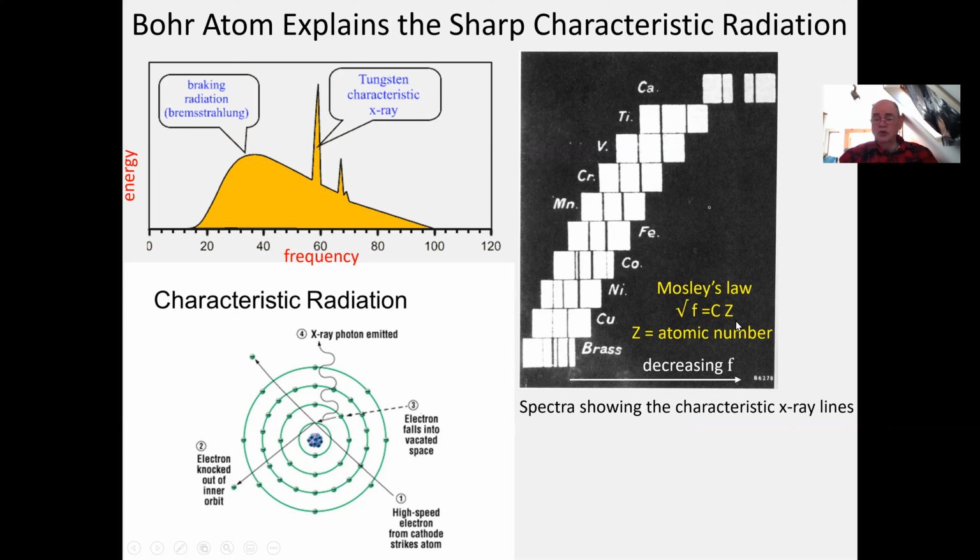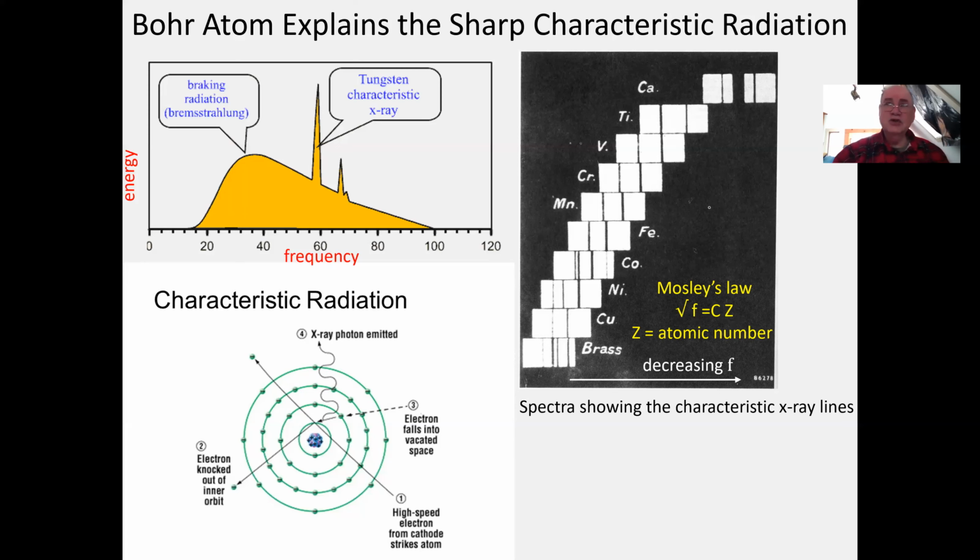You turn proportion into an equation by having a constant of proportionality. So this is Moseley's law. Notice if you were to square both sides of Moseley's law, you would get an equivalent mathematical statement: the frequency is proportional to the atomic number squared. I'm simply squaring both sides. The frequency is proportional to the atomic number squared.